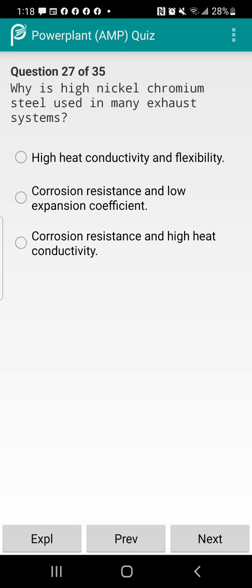Why is high nickel chromium steel used in many exhaust systems? Corrosion resistance and low expansion coefficients.